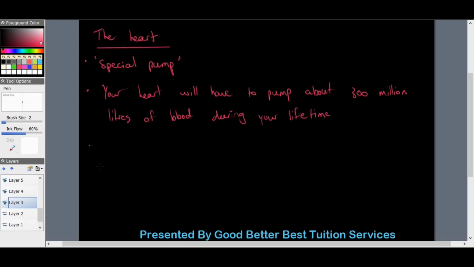Your heart is actually not one pump, but rather it's two pumps. It's two pumps that are joined together.